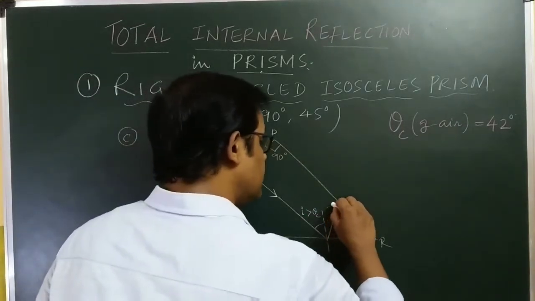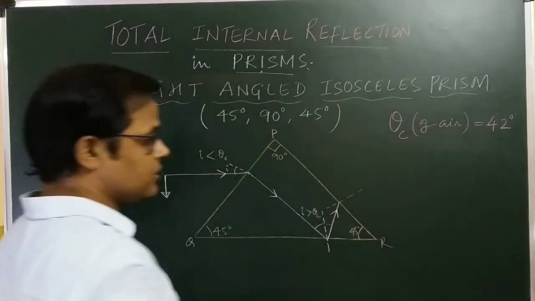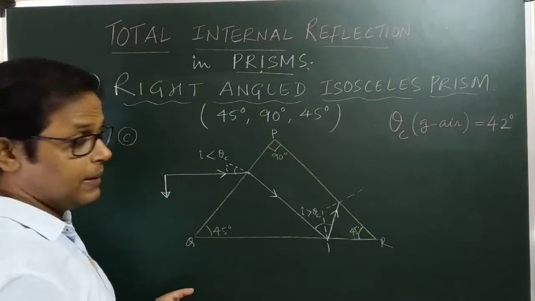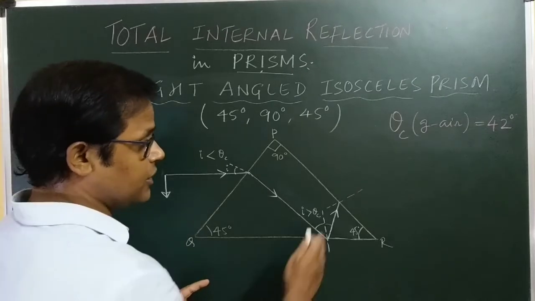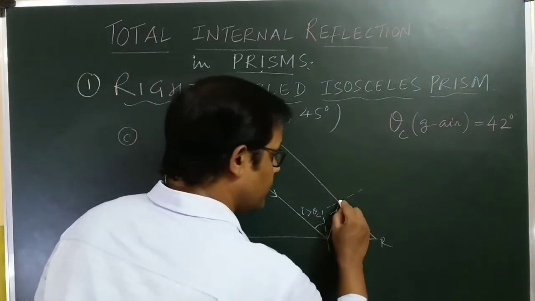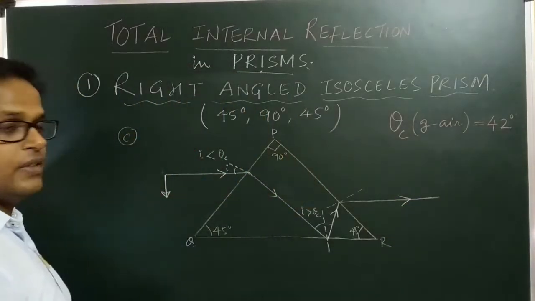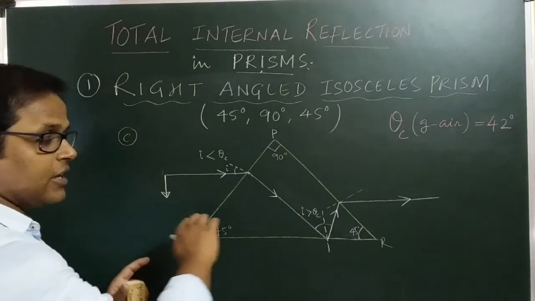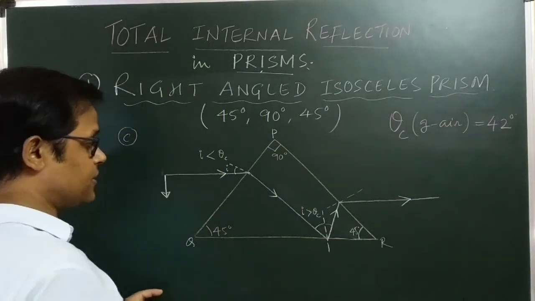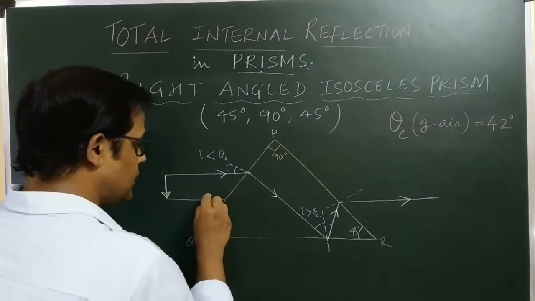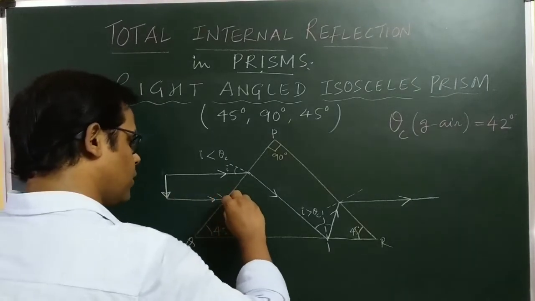Now the normal can be drawn this way. So it won't be really bending towards the normal, it is bending away from the normal. So you'll be finding it goes parallelly out of it and comes out parallel to the base of the prism. Similarly, if a ray of light comes from the head of it, the same arguments follow.